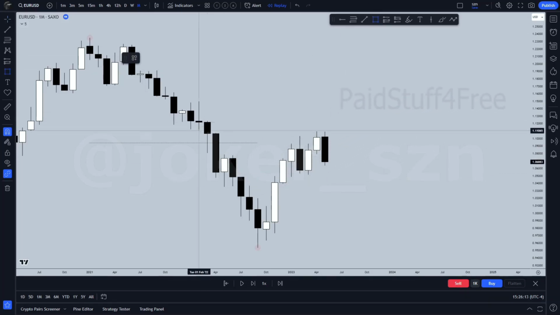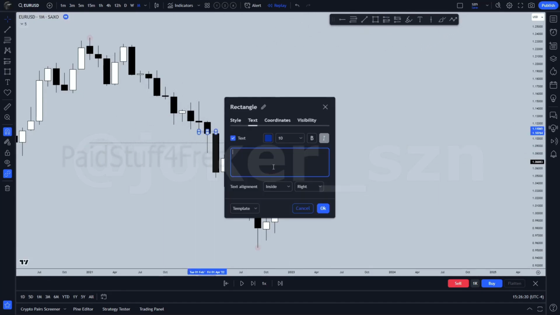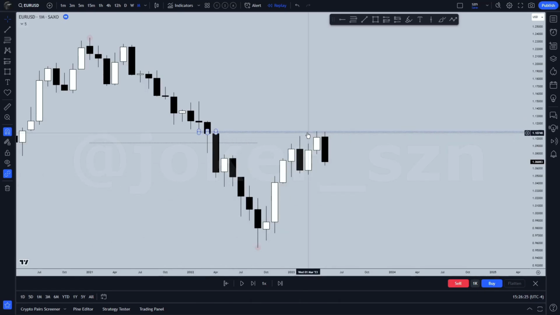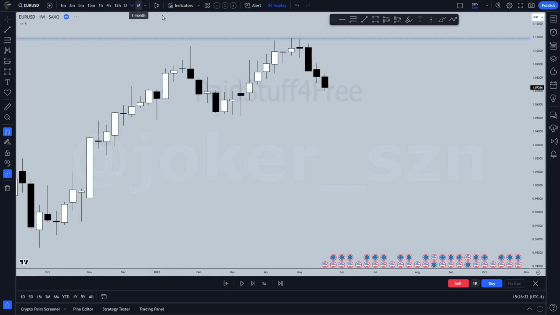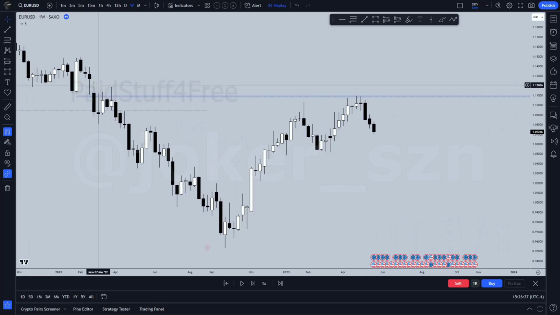As you can see on the monthly, the first PD array we have is this monthly fair value gap right here. And we traded into that monthly fair value gap during April and May. If we then go down to the weekly, we can also see that we have a volume imbalance here, and we also have this swing high right here. But for now, we will focus on this monthly imbalance right here.